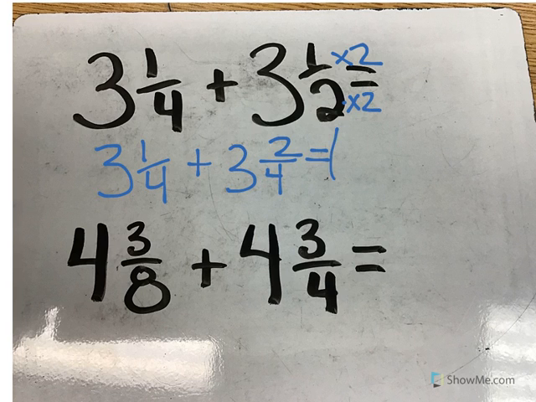3 plus 3 is 6. 4 plus 4 is 4 because the denominator does not change. And then 1 plus 2 is 3. And that is my answer because I cannot simplify 3/4.